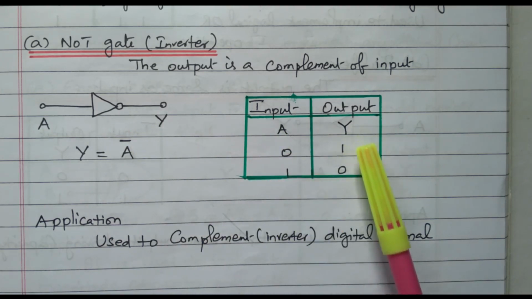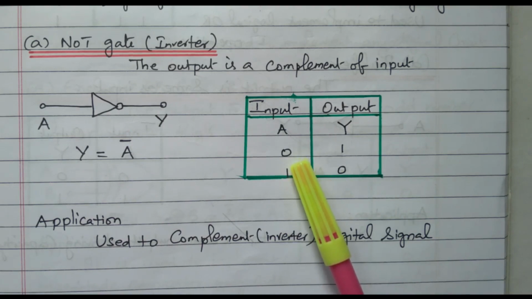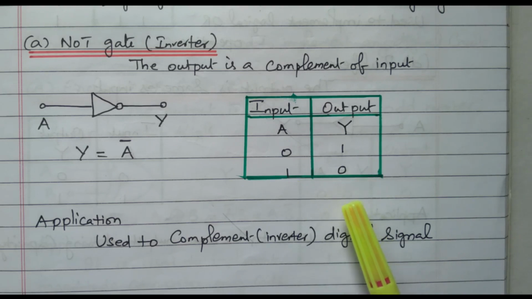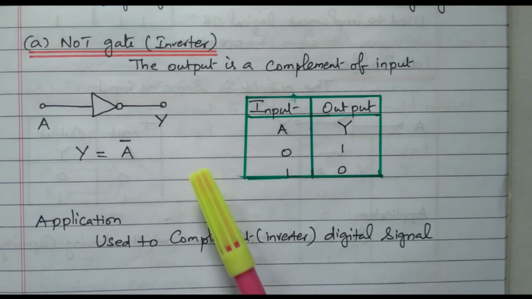The truth table is available here. Input A and output Y. Suppose if the input is 0 means output will be 1. Input is 1 means output will be 0. It is inverted. The output is the complement of the input. The application of this NOT gate is to complement digital signals. If you want to get the complement of the signal, we can use the NOT gate. Now we'll go to the next type.